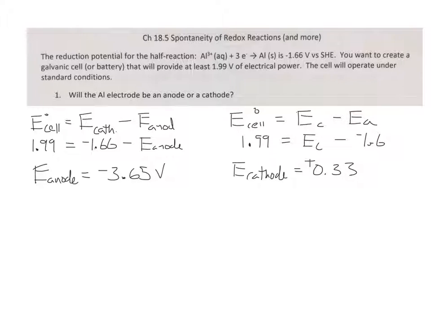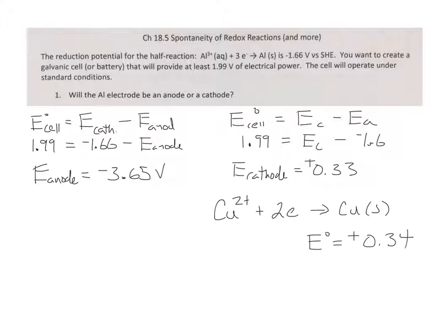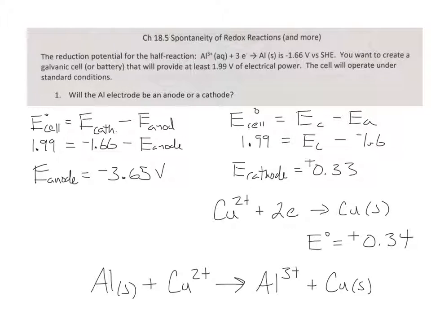When we do the calculation with aluminum as the anode, we see that we could have a cathode potential of positive 0.33 volts. And when we look on our table of standard reduction potentials, we see that there are several metals that would fulfill that, and the one that's closest is copper. So our other electrode should be made out of copper, which would give us a net redox reaction of aluminum solid reacting with copper 2+ in solution to form aluminum 3+ ions plus copper solid.